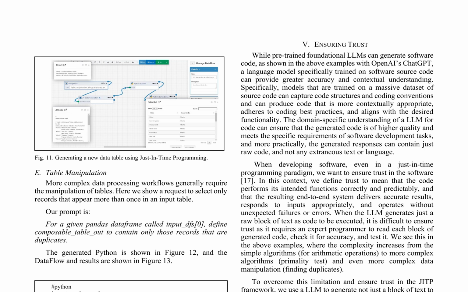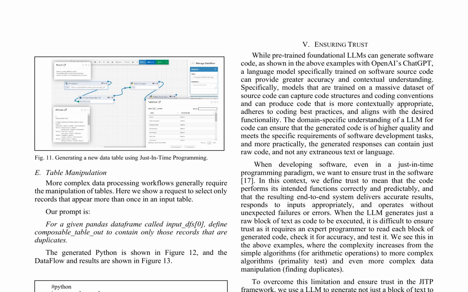By providing a prompt to select only records that appear more than once in an input table, the generated Python code is illustrated in figure 12. The data flow and results are depicted in figure 13, showcasing a table with duplicate records being passed in, and only the duplicate records being retrieved.